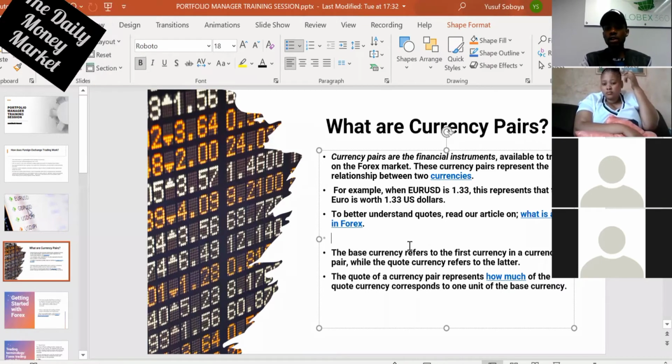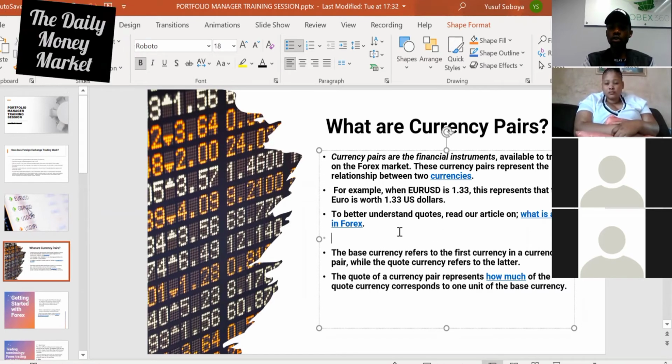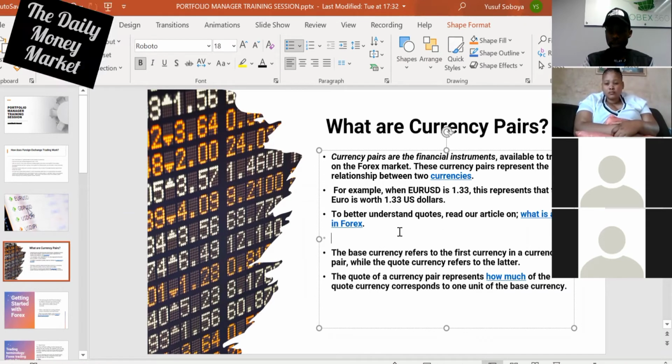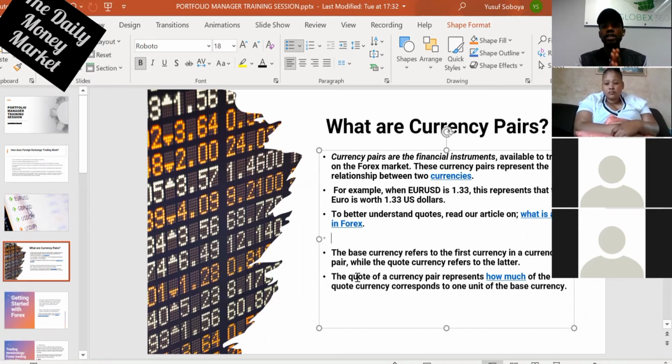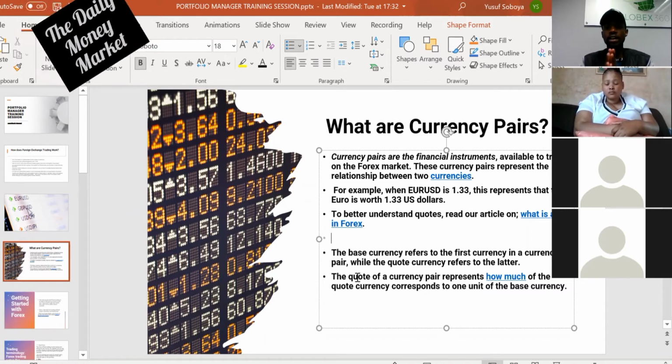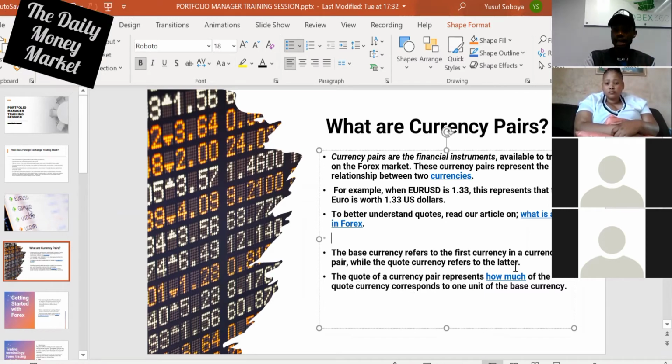To better understand the codes, there are a couple of articles you can read online. You can search online to better understand the codes. The base currency refers to the first currency in the currency pair, while the quote currency refers to the latter, right?